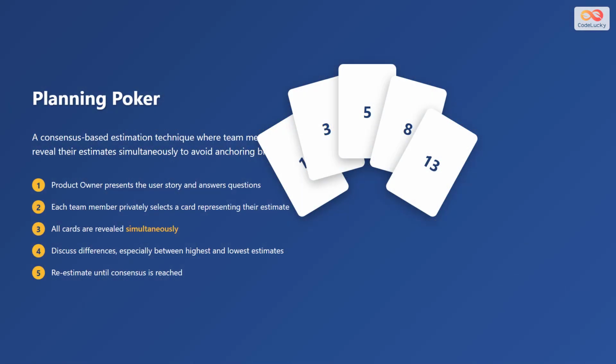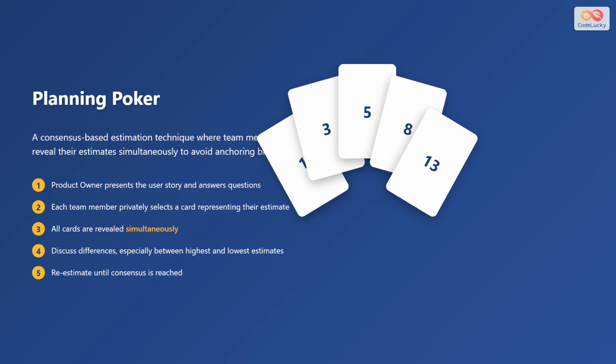Planning poker is a consensus-based estimation technique used in Agile development. In this method, team members estimate effort or relative size of development tasks. The product owner presents a user story and answers any questions the team members may have. Each team member privately selects a card representing their estimate, using a set of cards with values from the Fibonacci sequence or a similar scale.